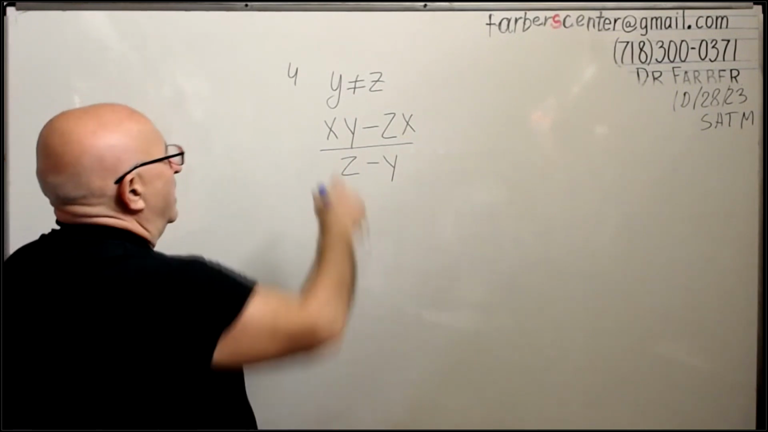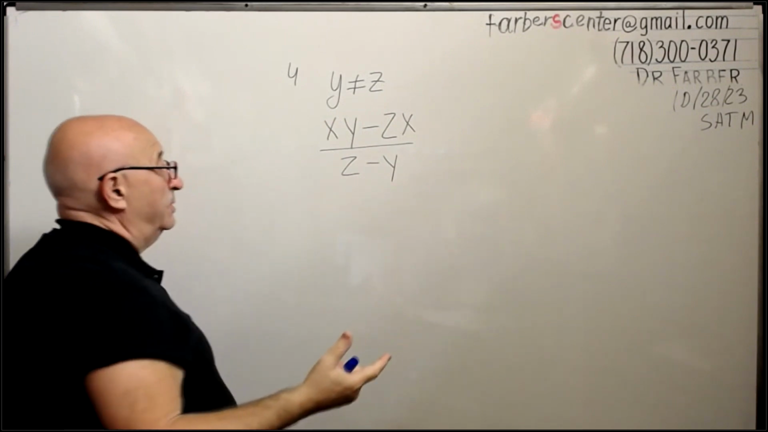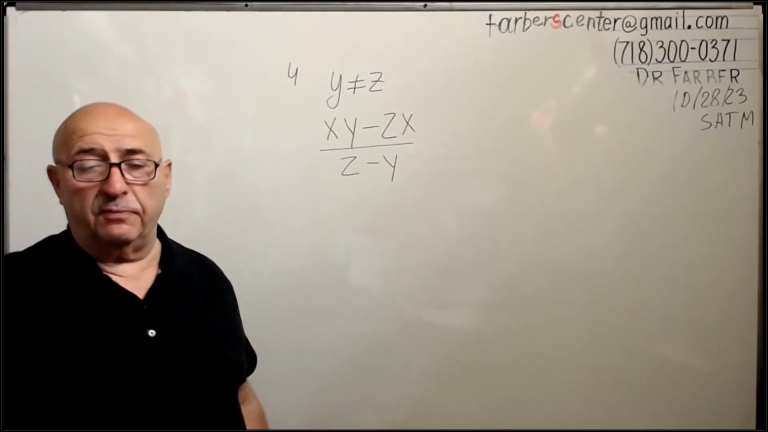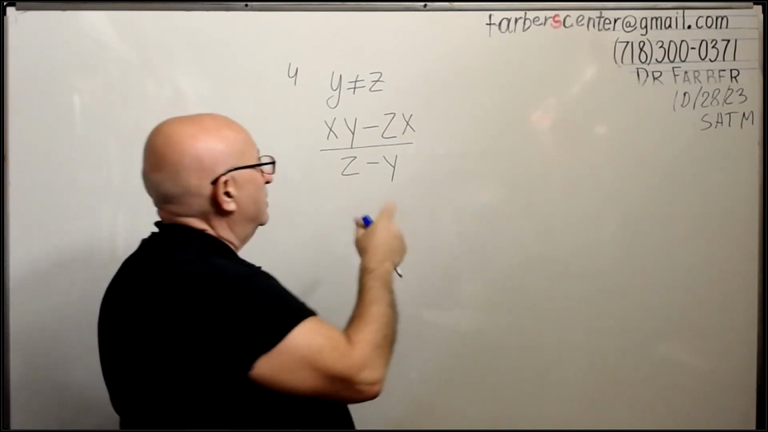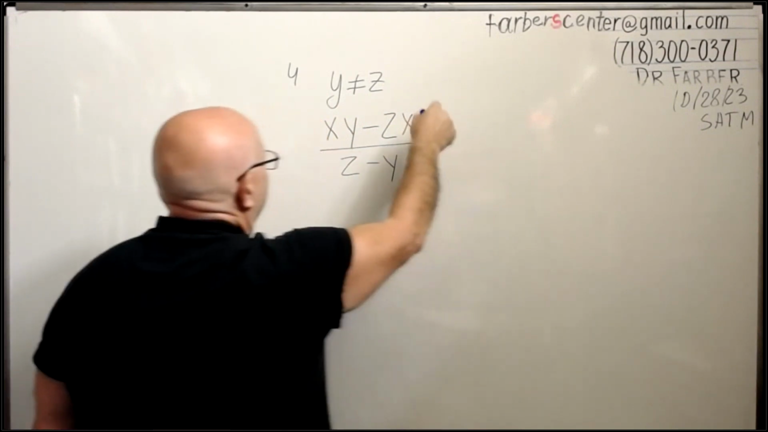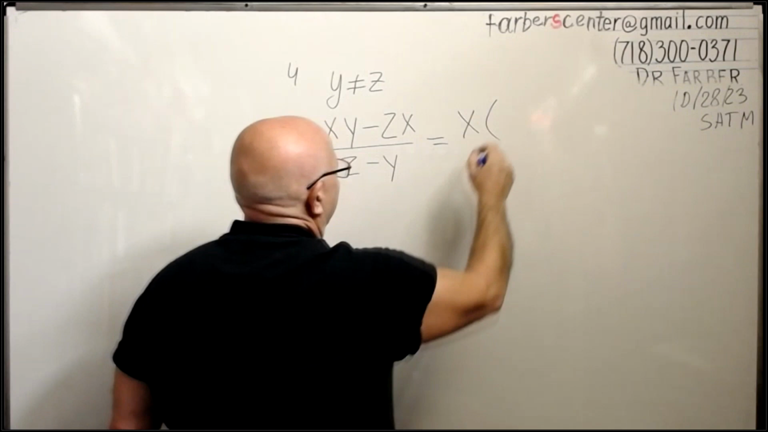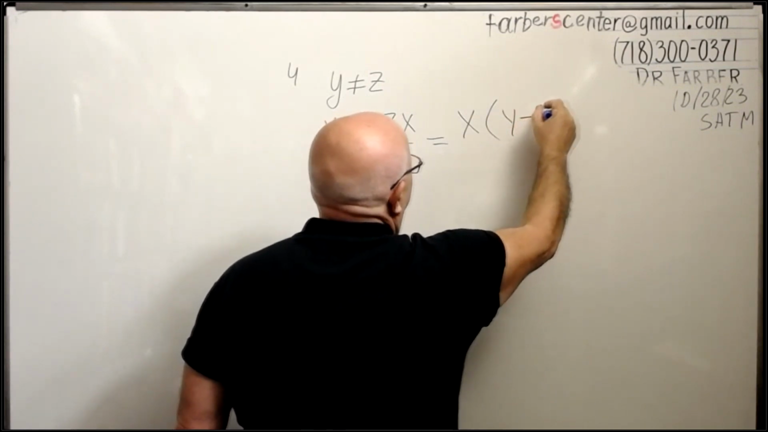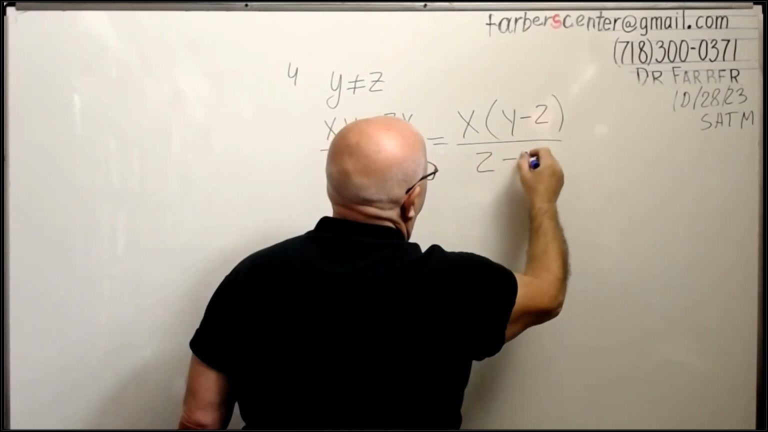Why do they use y not equals to z? Because if y equals z, the function is undefined; you can't divide by 0. This is smart. Now, how to simplify? Find commonalities, which is x. Factorize y minus z and divide by z minus y.